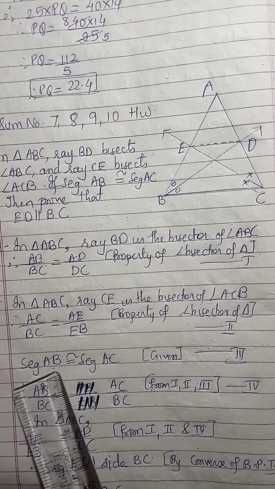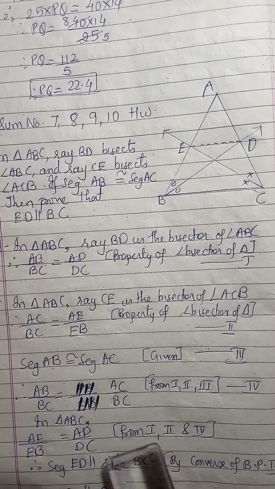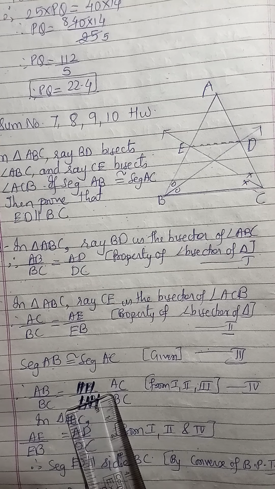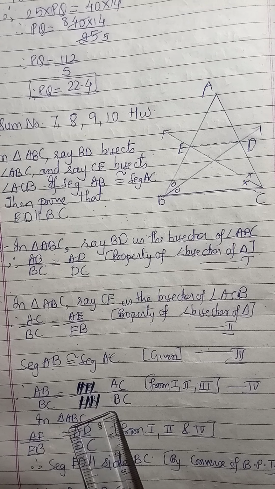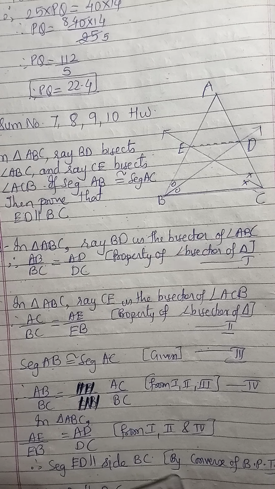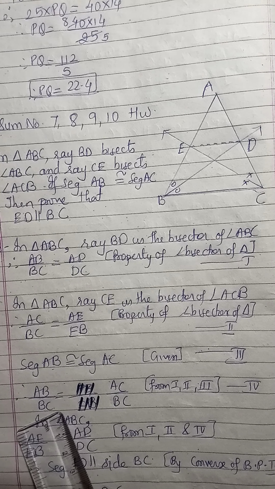And here it is given that AB and AC are same. So now with the help of equation 1, 2, 3, we can say that AB upon BC equals AC upon BC. Now look here, a common term is there.